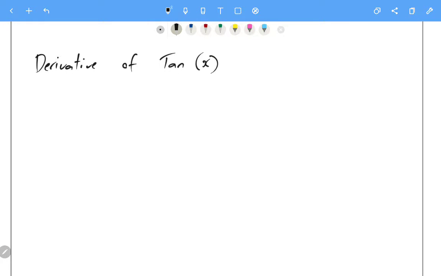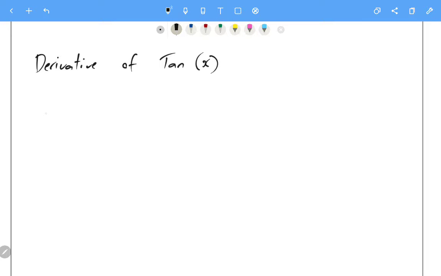Alrighty, so today we're going to be having a look at the derivative of tan of x. Now, we could look at a more official proof. I'm going to be proving it using the quotient rule. Why can I prove tan of x's derivative using the quotient rule? Well, it comes down to the definition of tan of x.